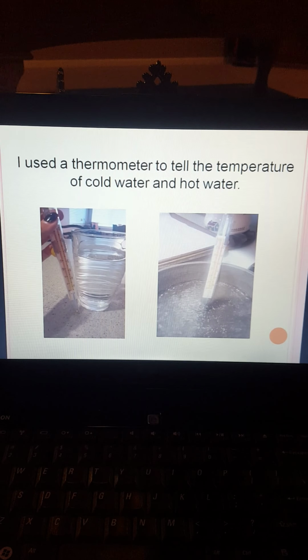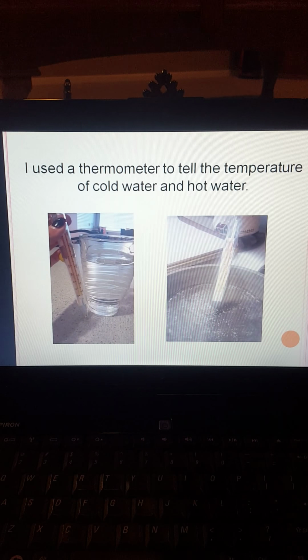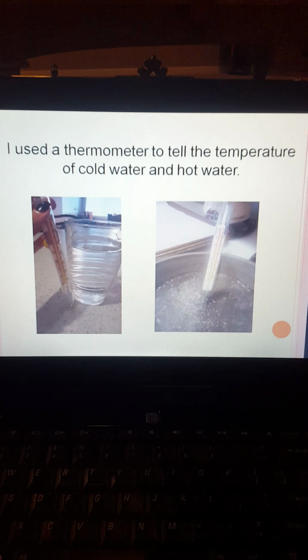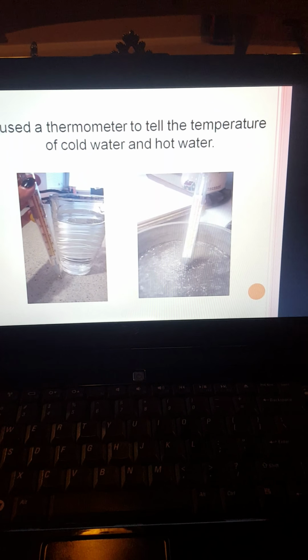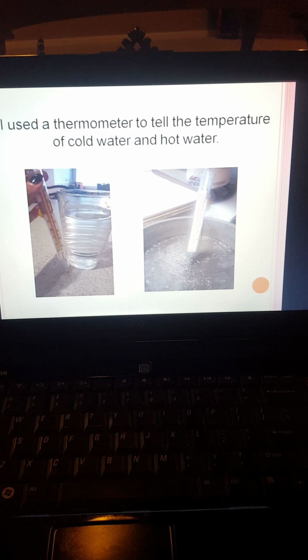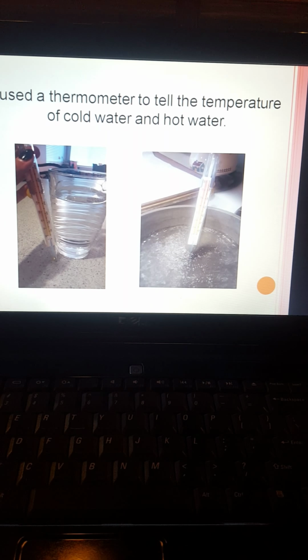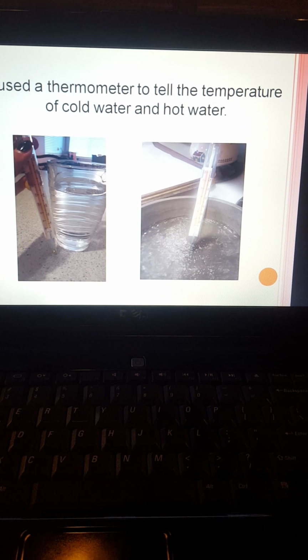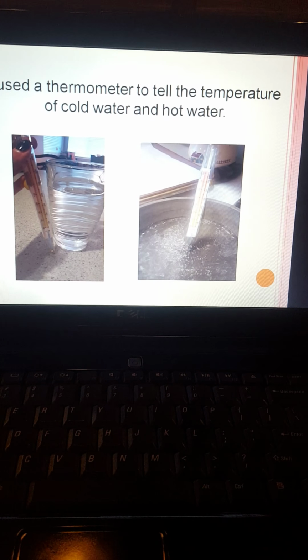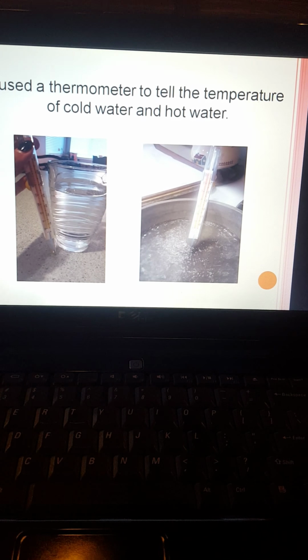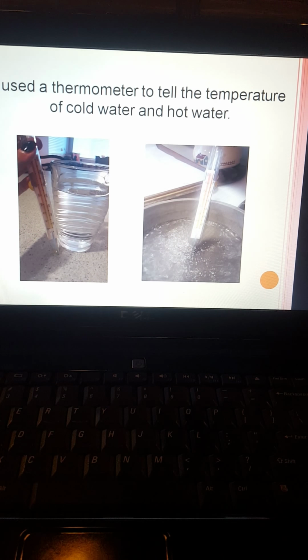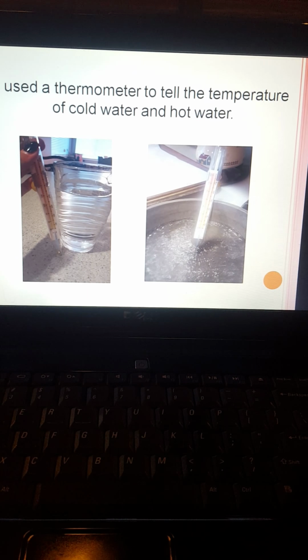I used a thermometer to tell the temperature of cold water and hot water. I used a candy thermometer so the thermometer doesn't start at 0 but somewhere around 100. As you can see in the first picture, the temperature doesn't even go up to the first line because it's not hot enough, and then in the second picture it goes past 212 because it's at a boiling point.